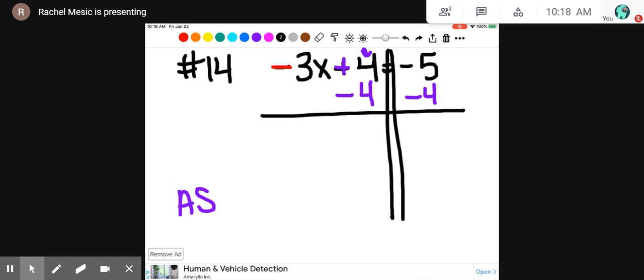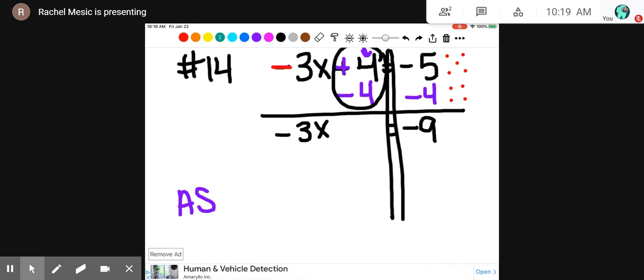So on the left, we still have -3 times a number, but this is worth 0, so we don't need to write anything else. 0 is the same as nothing. On the right, we have -5 minus 4, which is the same as -5 plus -4. Altogether, we have 9 negatives.